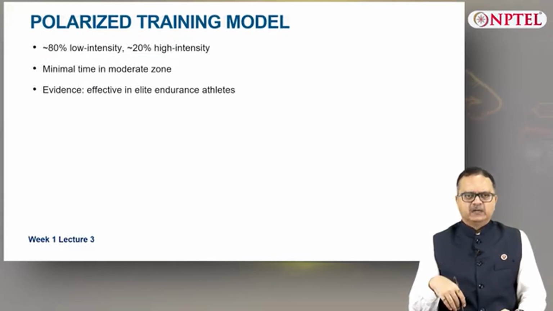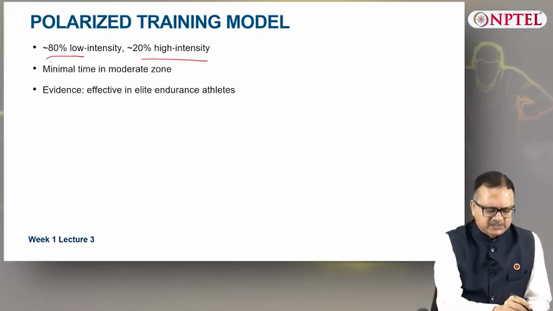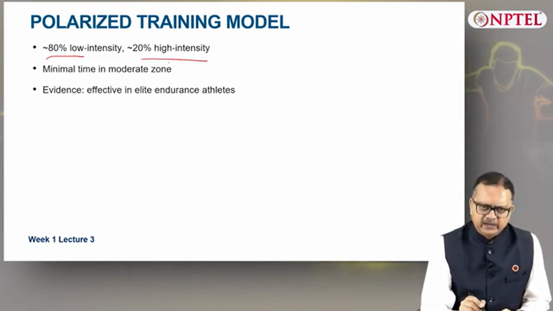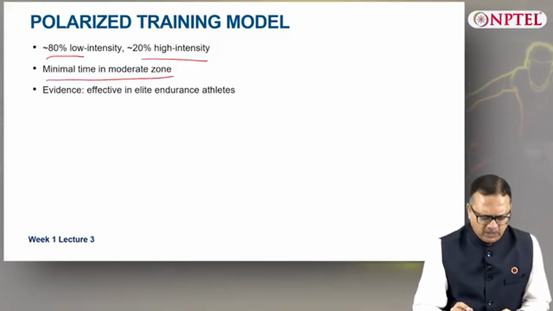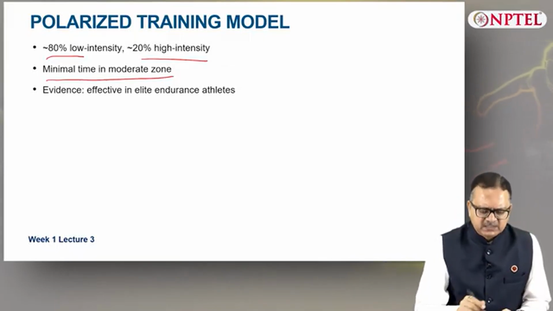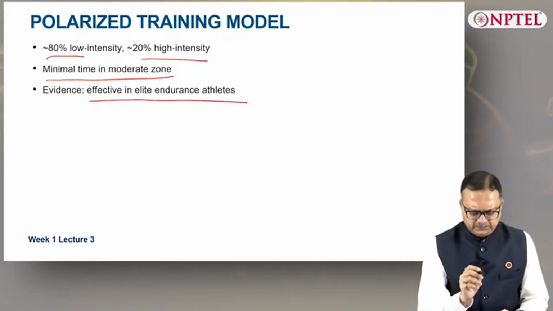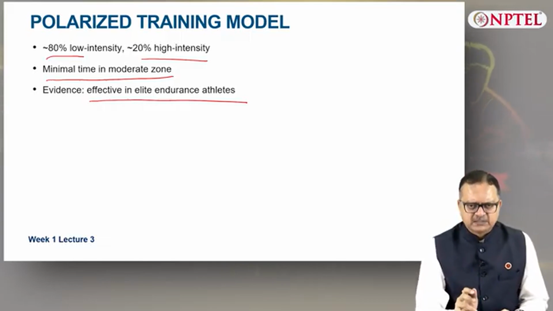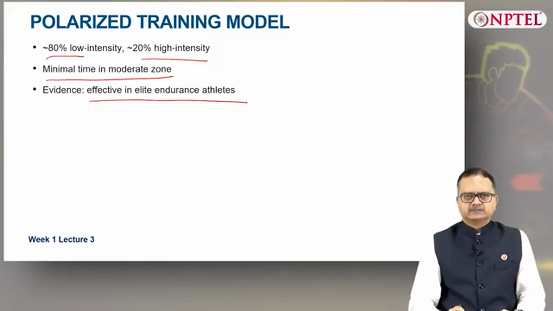Polarized training model. Now we talked about polarized training. Jumps between low intensity and high intensity. So 80% low intensity, 20% high intensity, and minimal time in the moderate zone. However, please note that this is to be used mainly in elite endurance athletes. And please do not use this polarized training model in athletes who are just starting out.